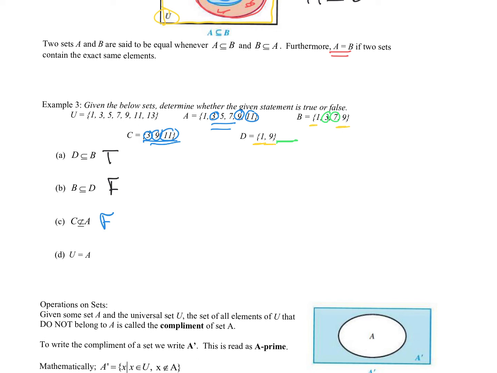And then it says that U equals A. So remember, to be equal, they must contain all of the same elements. So let's look. So I have 1 and 1, 3 and 3, 5 and 5, 7 and 7, 9 and 9, 11 and 11, except this right here. 13 is not in A, so they are not equal because U has a 13 that A does not have.